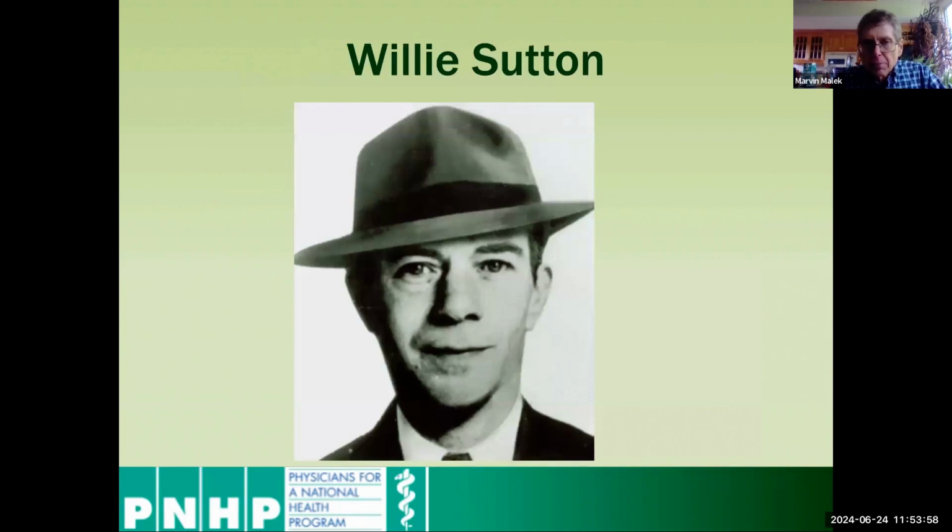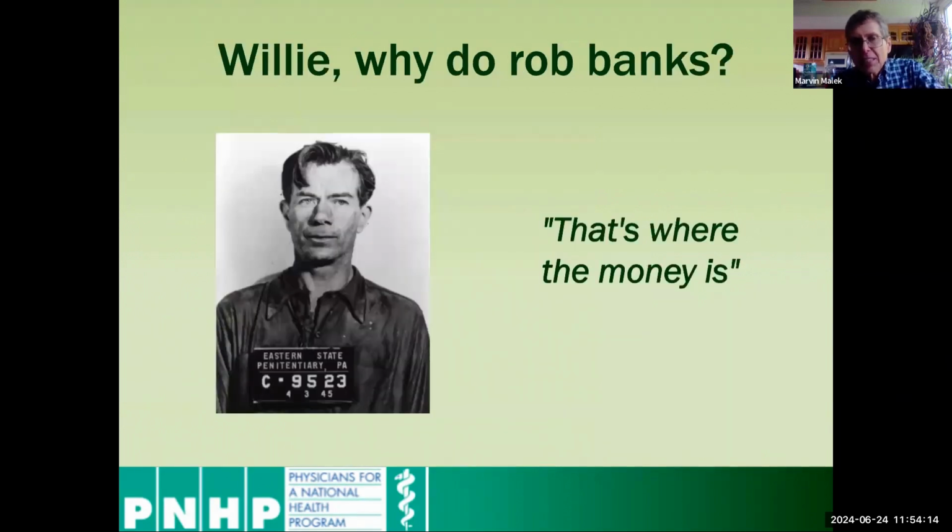And this is Willie Sutton. Anybody know who Willie Sutton was? From the first half of the 20th century, he was a bank robber. And when he was going to prison one time, this is him on the left again, he was asked, well, why do you rob banks? And he said, well, that's where the money is. They have a lot more money than any of the other stores in town, so that's where I go.